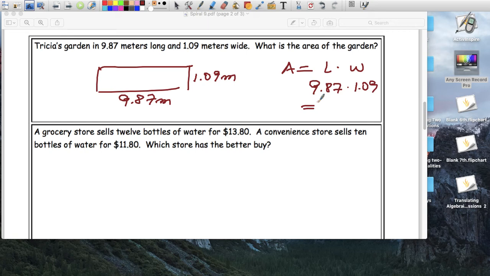Times 1.09, and you're going to get that the area is 10.7583 meters squared.